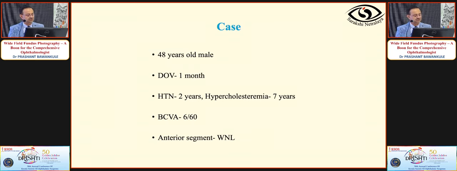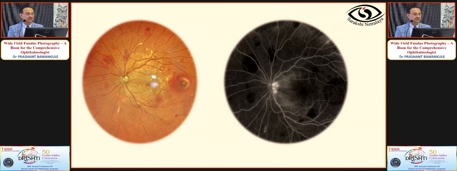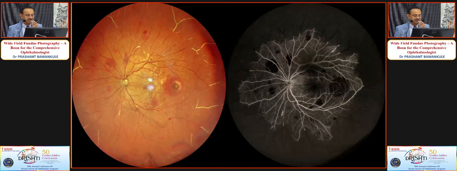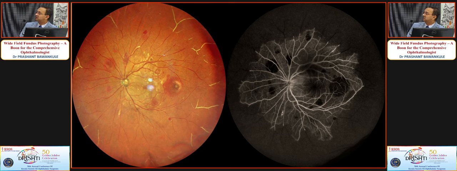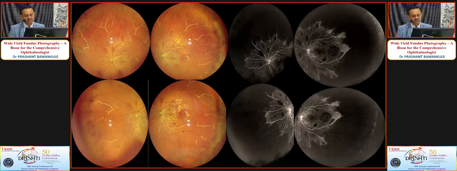This is 48 years male who had hypercholesterolemia since 7 years. And this was diagnosed as a rod spot elsewhere and advised simple angiography. When we did a wide field angiography, you can see a shutdown in the extreme periphery. Usually on a standard photograph, you would have missed out this peripheral area. So in this particular case, we just did a targeted laser in the extreme periphery, quite anterior to the equator, and we could salvage the posterior field of vision. So this is what we see on a wide field angiogram. Bilaterally, the disease was there.